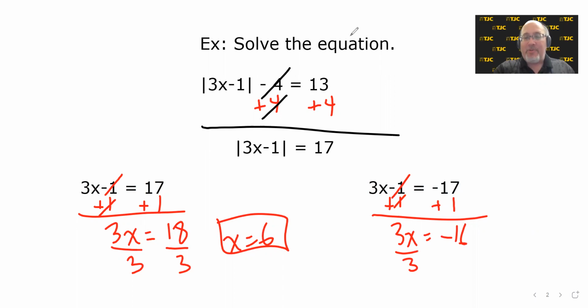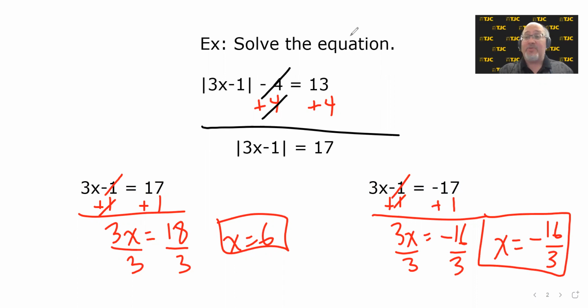And then attempt to divide both sides by 3, but notice I said attempt because 16 won't divide by 3 evenly. And so we're stuck with negative 16 thirds. But that would be our two solutions, x equals 6 and x equals negative 16 thirds. So let's think about what happened here and try to turn it into a plan of attack.